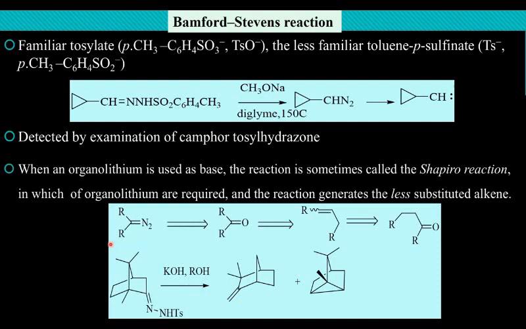When an organolithium is used as a base, the alkene-forming reaction is sometimes called the Shapiro reaction, in which organolithiums are required and the reaction generates a less substituted alkene, which is less stable. Remember that usually the more substituted alkene, which is more stable, is generated.